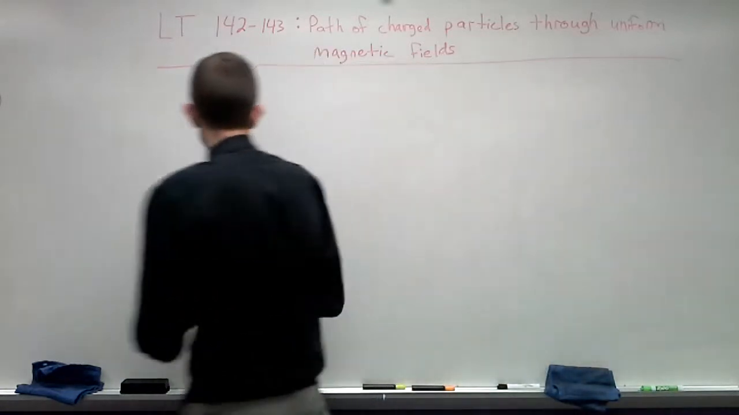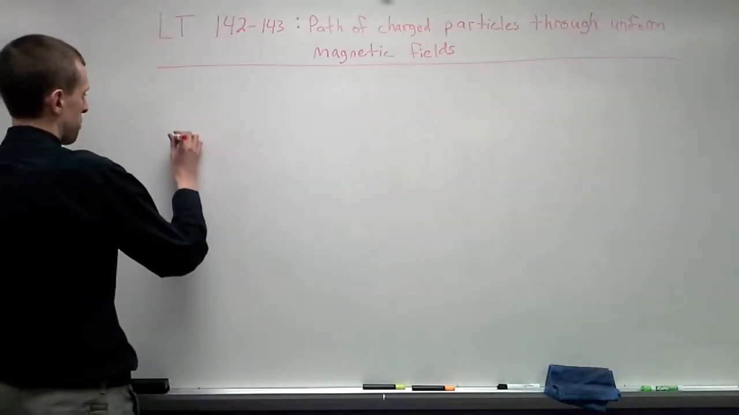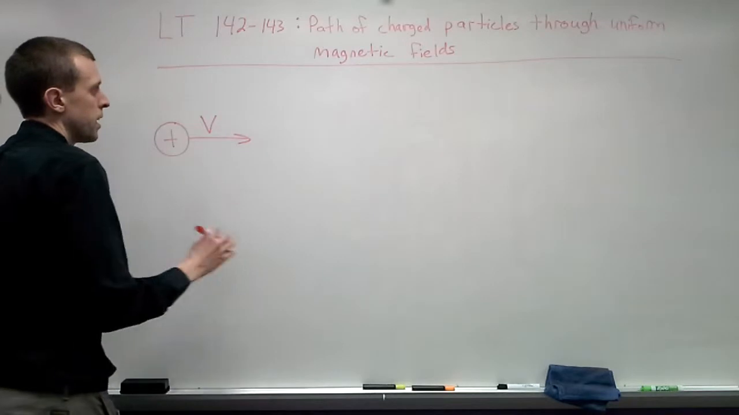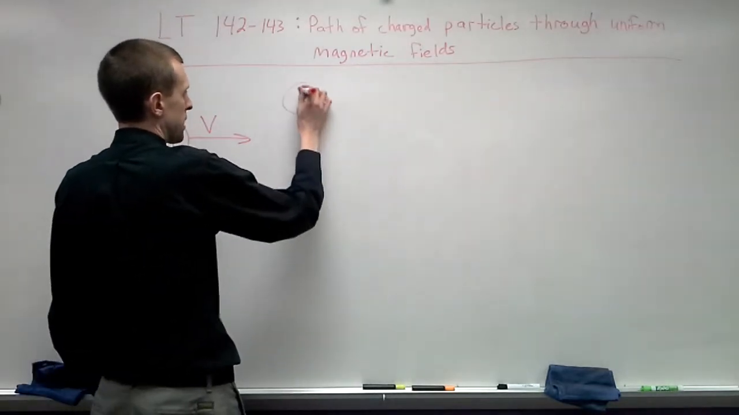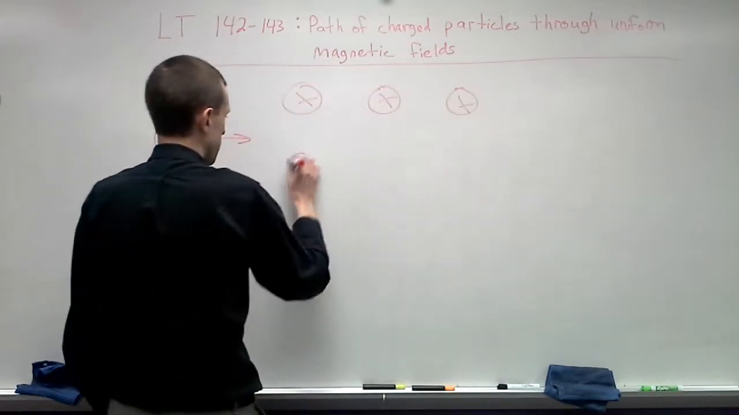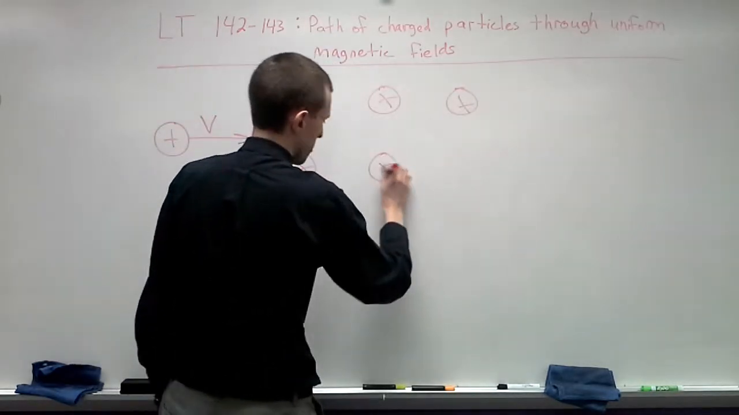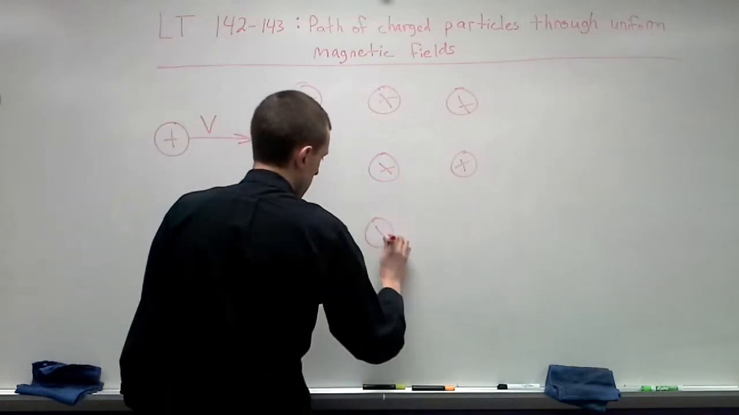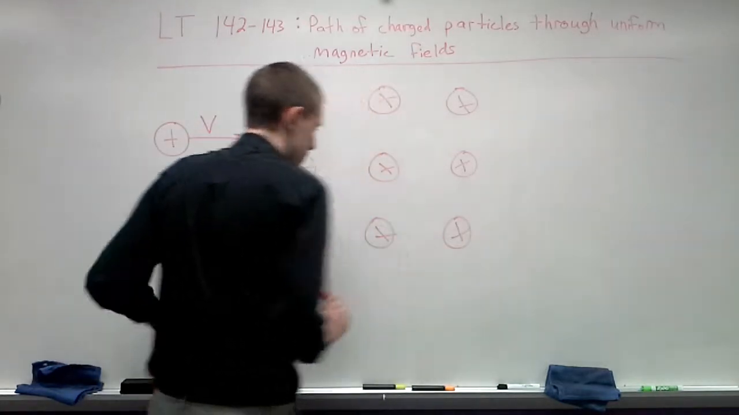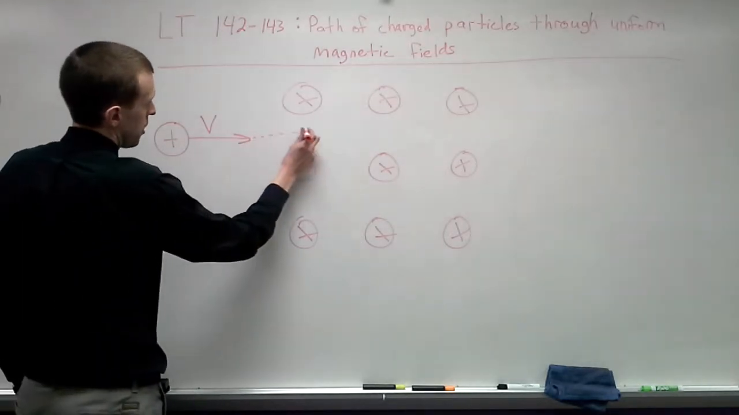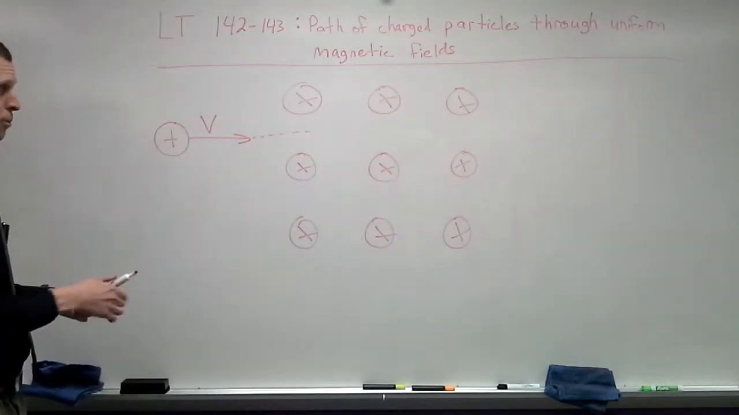So for the first one, let's say that we have a positive charge, and it's moving in this direction, and it's going to go through this magnetic field that all points into the board, and it's a uniform magnetic field, so that means it's the same strength all the way around here. Okay, so our charge enters our magnetic field, moving to the right.